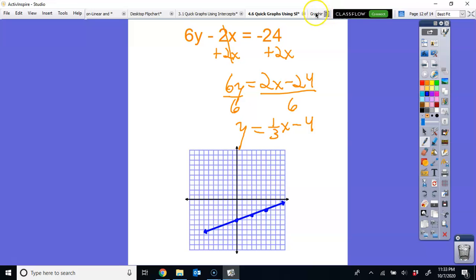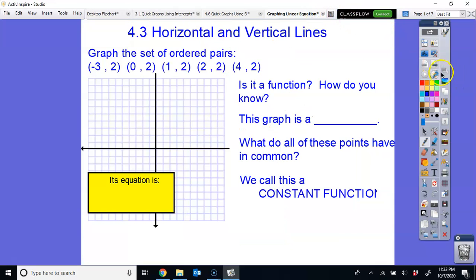Our final thing that I'm going to cover today, and I know I've said a few things that are our final. This is the last thing, sorry. Our final thing we're really going to cover today are horizontal and vertical lines. Horizontal lines are ordered pairs where the y value is the same the whole time. In other words, -3, 2 is here, 0, 2 is here, 1, 2 is here, 2, 2 is here, 4, 2 is here. Notice the y value is the same the whole time. That means the equation would be y equals 2 the whole time.